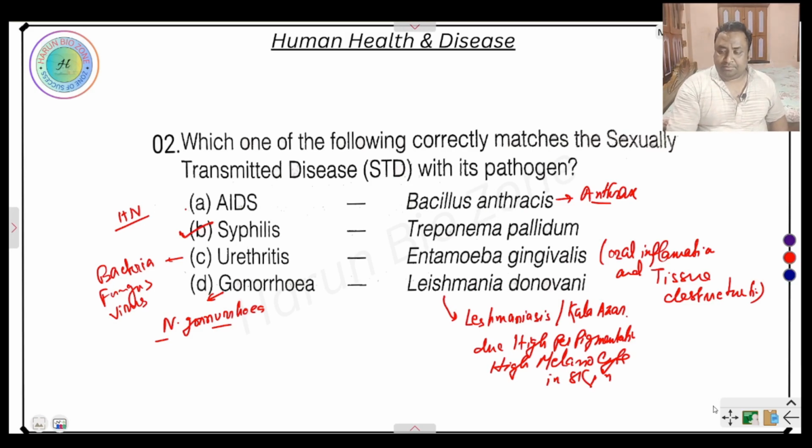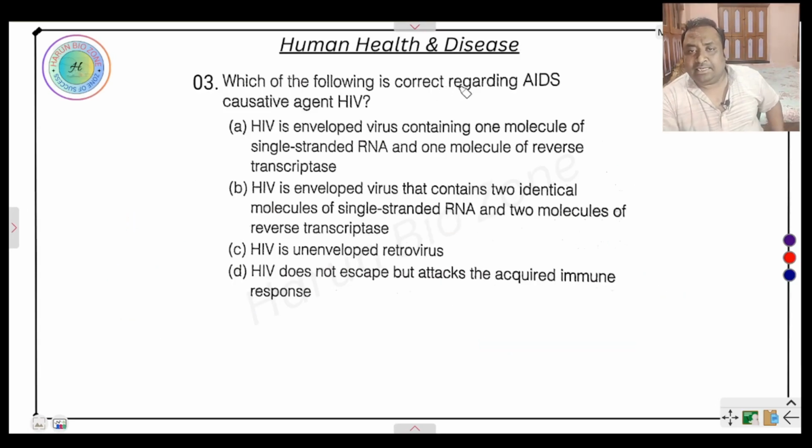Next question is, which of the following is correct regarding AIDS causative agent HIV? AIDS means acquired immunodeficiency syndrome. Acquired means in the presence of antigen when the body produces antibody. This is called acquired immunity. Immunodeficiency means that type of acquired immunity is deficient in your body by the attack of HIV, human immunodeficiency virus.